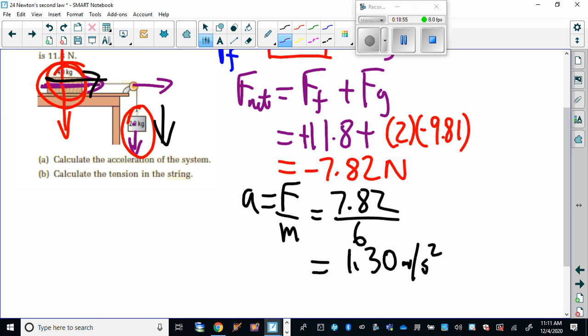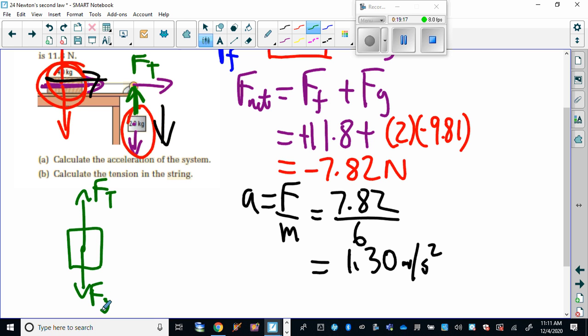For B, determine the tension in the string. So the tension in the string is basically here, right? You've got the tension going up. And for this part, for part B, if you draw your free body diagram, this is what it looks like. Ft going up, Fg going down, and the tension in the string is entirely caused by this 2 kilogram mass and gravity. So really, we're kind of just isolating this part of the system when we do the second question.